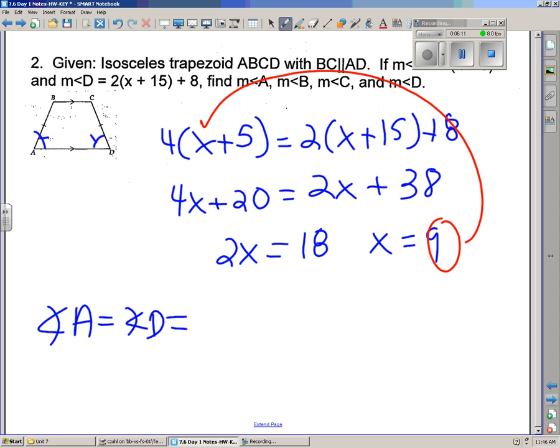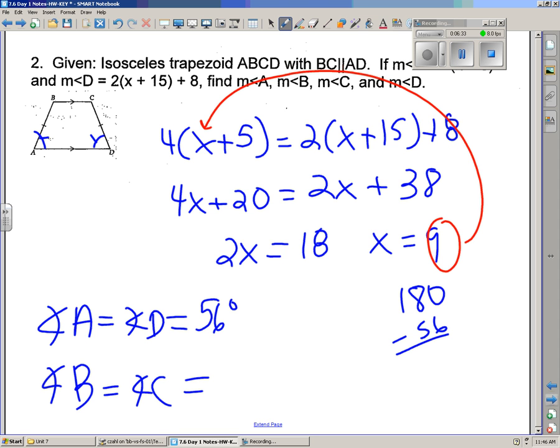If I do 9 plus 5, which is 14, and then I do 4 times 14, I'm going to get 56 degrees. So both of those angles are 56. Well, remember by the properties of the isosceles trapezoids, B and C have to be supplementary to A and D. So 180 minus 56 ends up becoming 124. So those angles are 124 degrees.